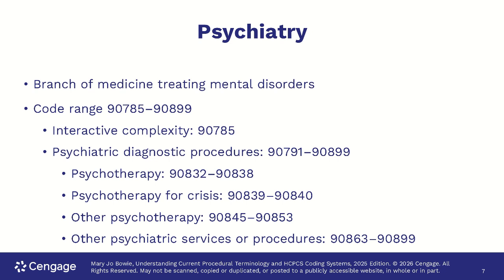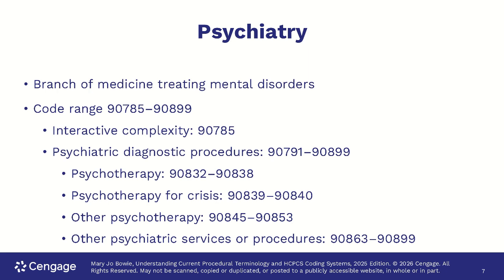So 90791, 90792. Immediately after that, you have psychotherapy. Psychotherapy is treatment of mental illnesses and behavioral disturbances through therapeutic communication. Those codes are time based and are differentiated by the length of the therapy and whether an evaluation and management service occurred. Again, pay close attention to these services. Then we have psychotherapy for crises, 90839 and 90840. All right, so this is obviously a crisis situation.